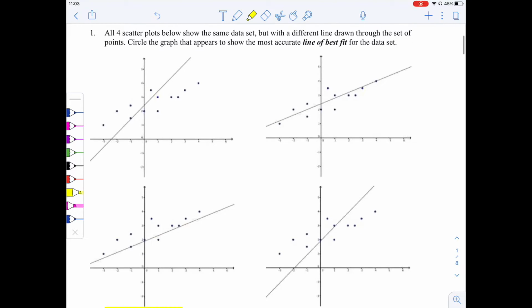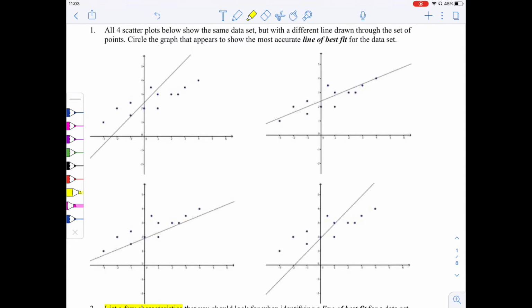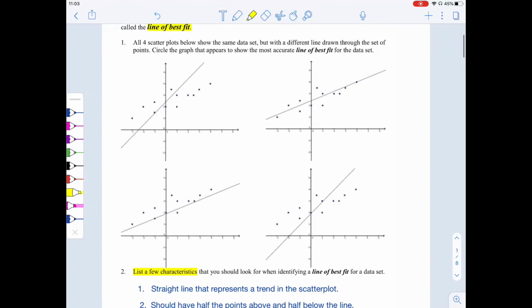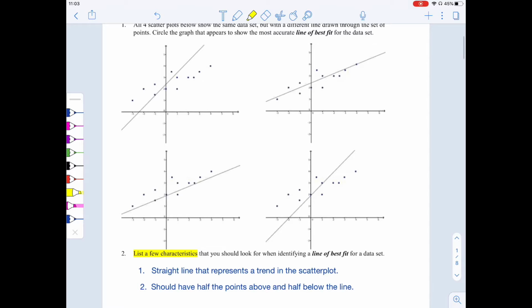So here we have 4 scatter plots and 4 lines. We want to look at what is a line of best fit. There's a couple characteristics that you could use to find the line of best fit that you're going to create. One of them is it's a straight line that represents a trend in the scatter plot. So they're all straight lines, but which one best represents the scatter plot? Part 2 is it should have half the points above and half the points below the line.